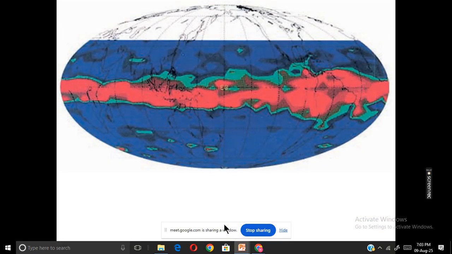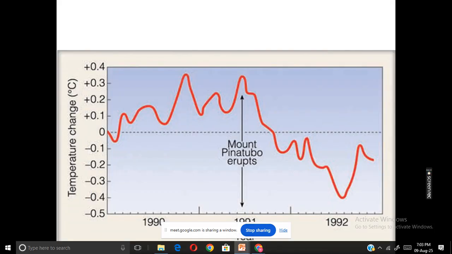So this is the amount of sulfuric acid particles that actually formed in the atmosphere. So it has formed a haze in the atmosphere. And this is the temperature profile after 1991.